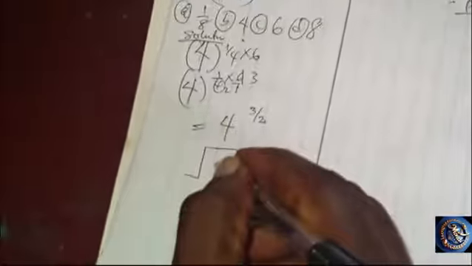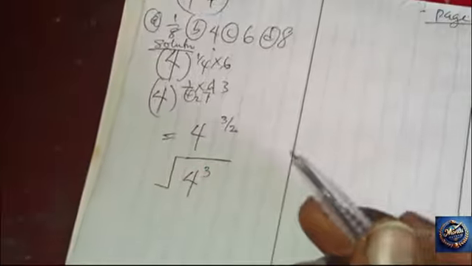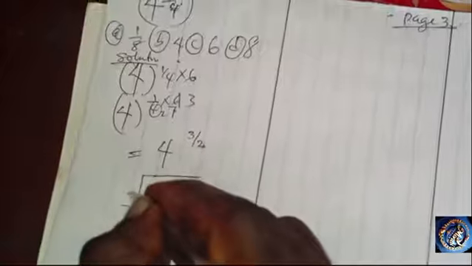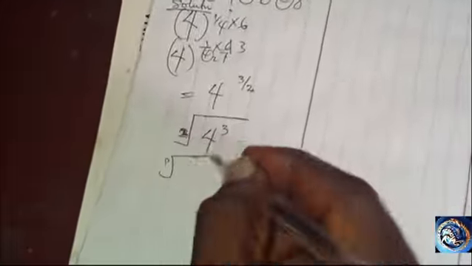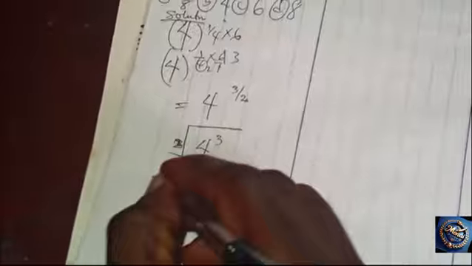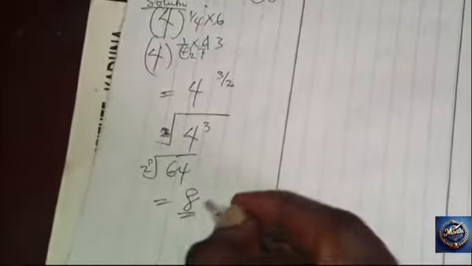So that will be the square root of 4 raised to power 3. Then that will be the square root of 64, because 4 raised to power 3 is 64. So what is the square root of 64? That is 8. So the answer is option D. Now we go to the next one. I quickly want to rush the questions because there are a lot of questions I want us to treat.